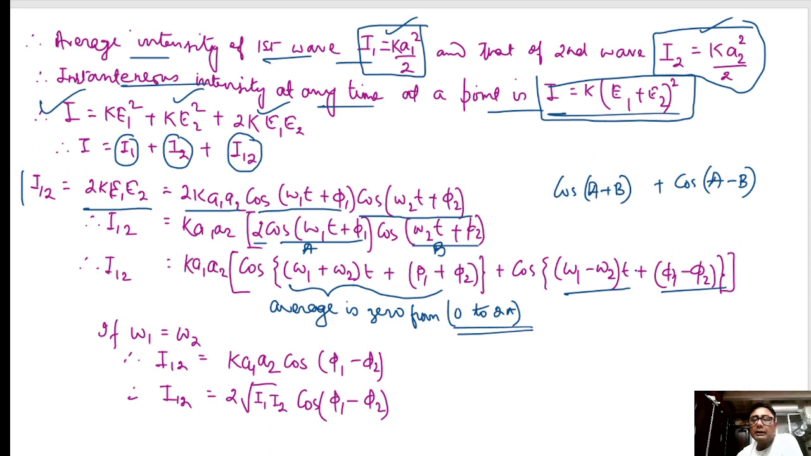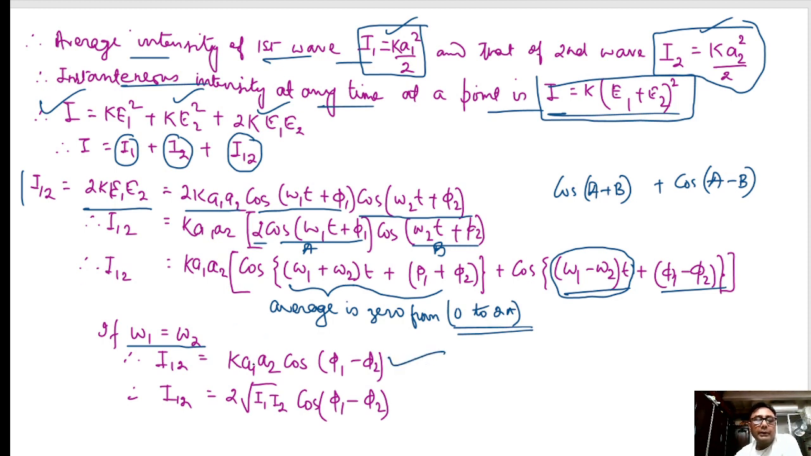Similarly, the average of this will also become 0 if omega 1 is equal to omega 2. So what are we left with? We are left with k a1 a2 cos(phi 1 minus phi 2).